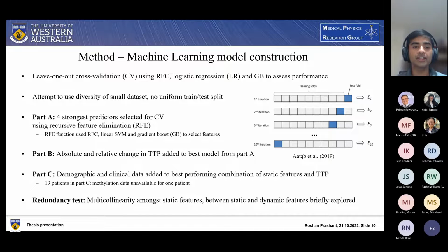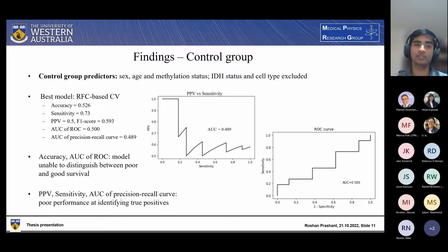Furthermore, a brief redundancy test was conducted in the form of multicollinearity assessment amongst the static features, as well as between static and dynamic features. And this was a test for redundancy in the machine learning models.